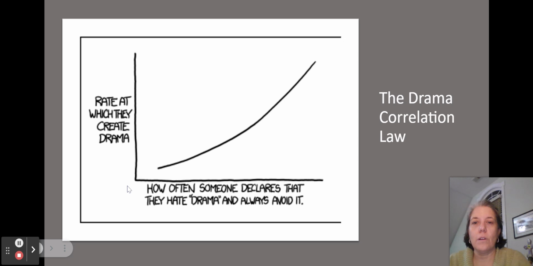And this is just a little cartoon for fun. The drama correlation law: how often someone declares they hate drama and always avoid it, correlated with the rate at which that person actually does create the drama. So that's a little fun cartoon for you.